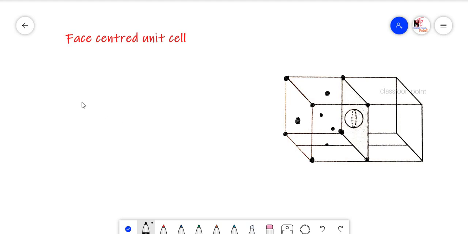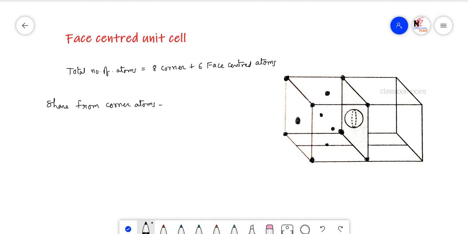So let's try to note down the number of atoms. Total number of atoms equals 8 corner plus 6 face centered atoms. Now, as we discussed earlier, corner atoms contribution is 1/8 towards any unit cell. So now, share from corner atoms equals 8 into 1/8 equals 1 atom. And what about the face center?